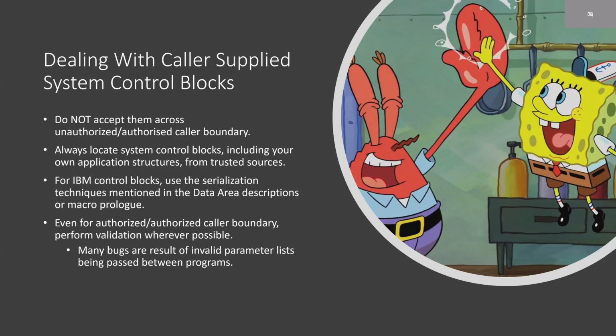And even when you have a control block being passed between two authorized callers, and that's valid inside a piece of system software, you would still be highly advised to do eye catcher verifications, version number checking, length checking, sanity checks just between the two, because I've seen a lot of problems in system software, maybe during the development stage, caused because they've got a parameter list that is invalid. And so it's always worth taking a belt and braces approach to control blocks.